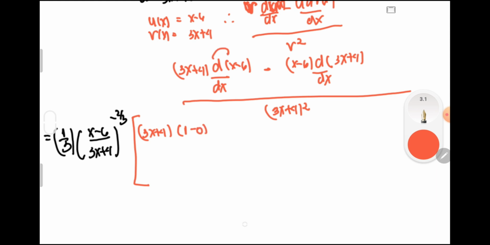Tama? So that is the sum rule, the distributive property of our differential derivative. Okay, so minus x minus 6 multiplied by the derivative of 3x plus 4, which is the derivative of 3x is 3 and the derivative of 4 is 0, divided by, of course, our 3x plus 4 squared, or our v.